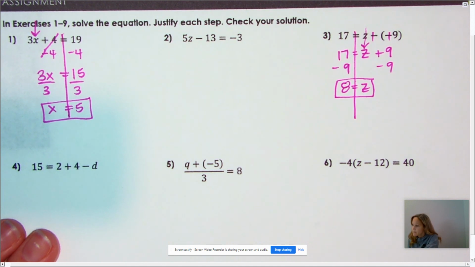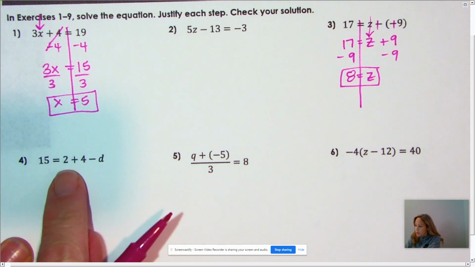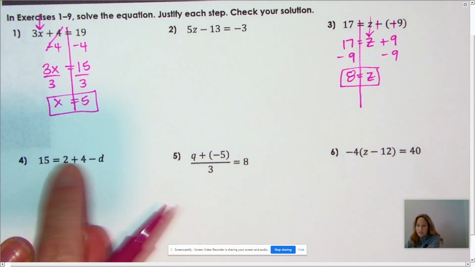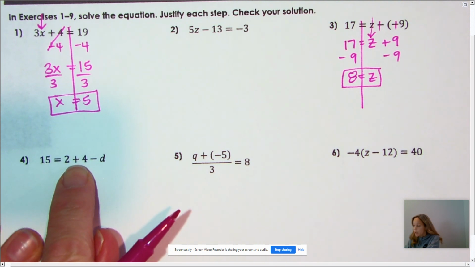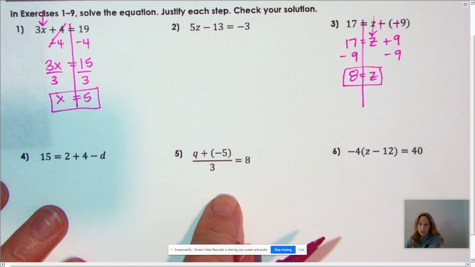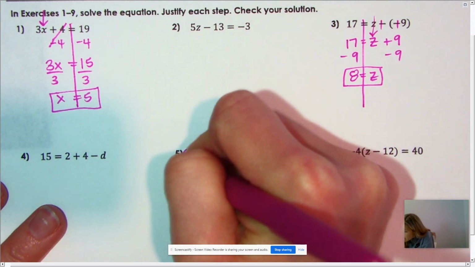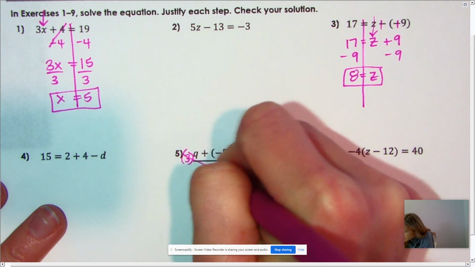All right, question number 4, we're gonna skip, but remember that you're gonna put together any like terms first. Okay, question number 5, I'm gonna get rid of this big whole funky fraction because it just means divide by. So I'm gonna do the opposite, which would be multiply by. So times by 3 on both sides.